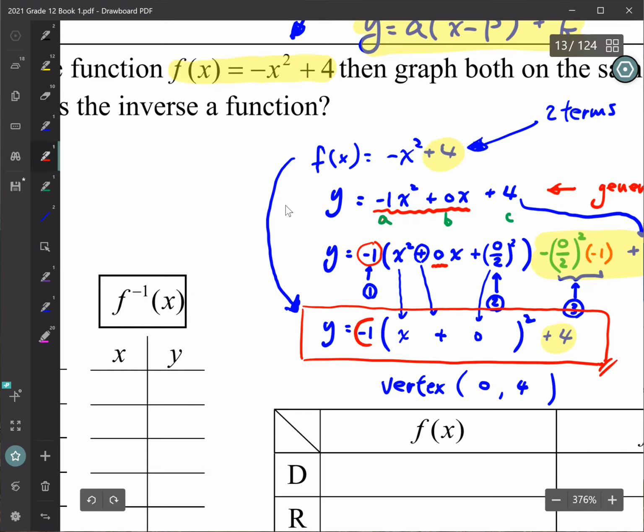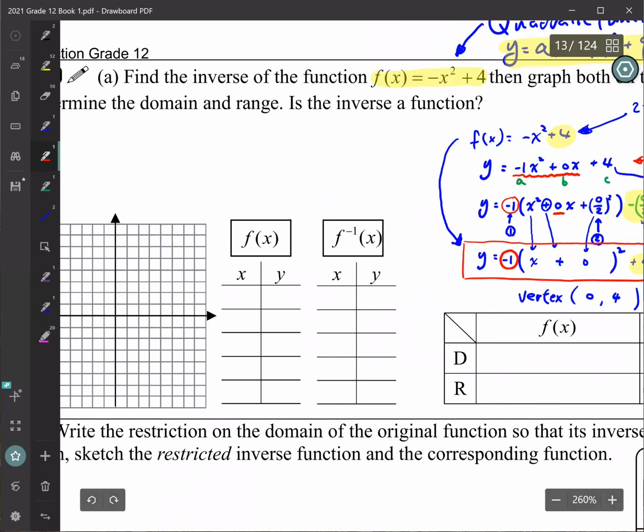Your step one: if that number is negative, it'll open down. So in fact, this one is opening down. If it's positive, it'll open up. So we'll start with the vertex. Because it opens down, right? Open down looks like that, so you have a highest point.